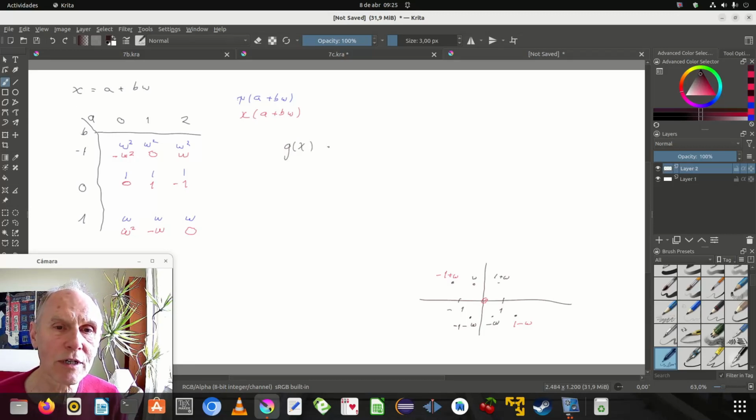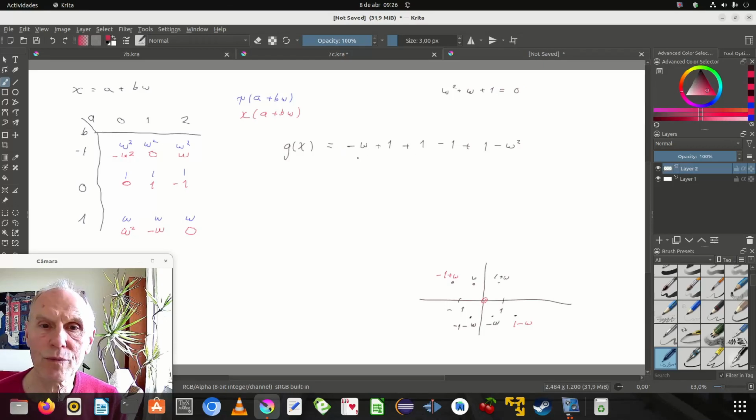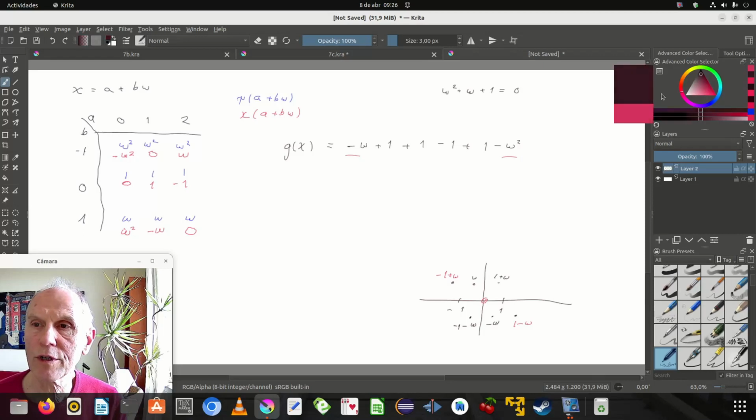Let's compute the products. So minus omega plus unity plus, I don't write the noughts, minus 1 plus unity minus omega squared. All right. And of course, these two give unity. So we have 1, 2, 1, 2, 3.